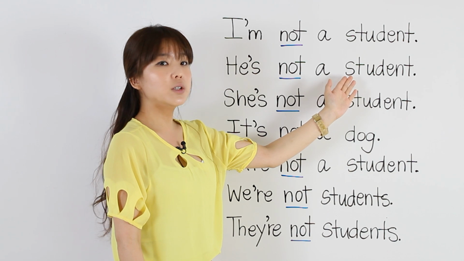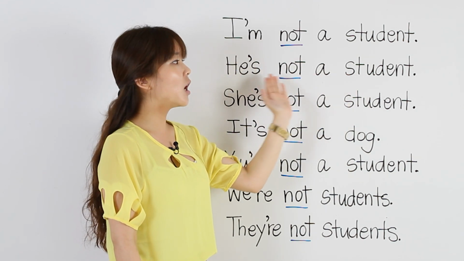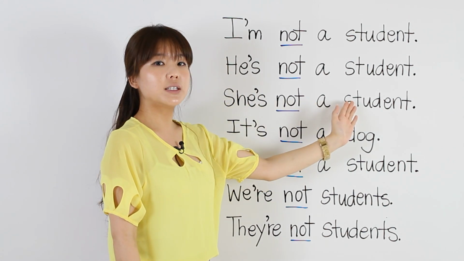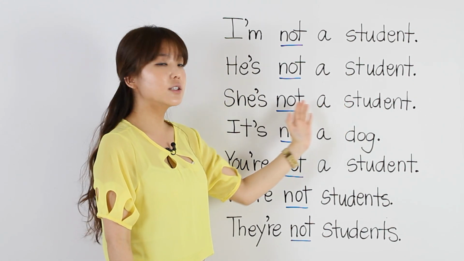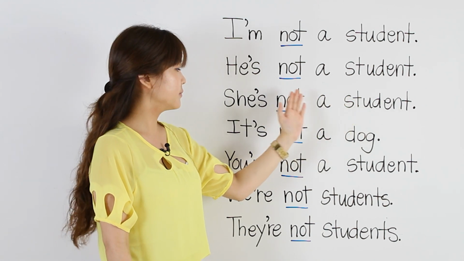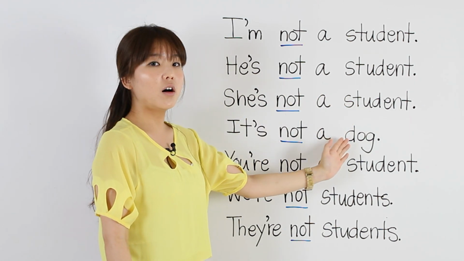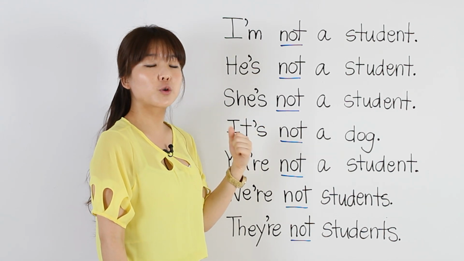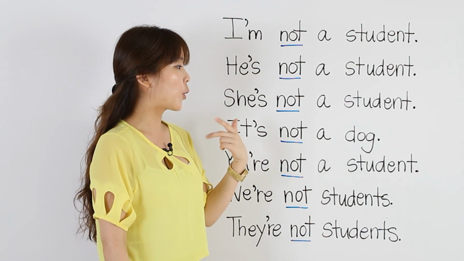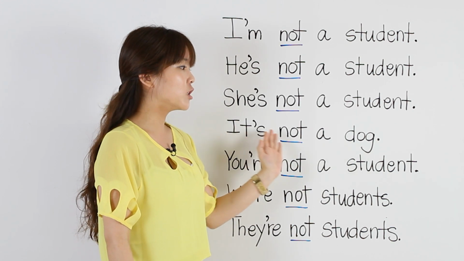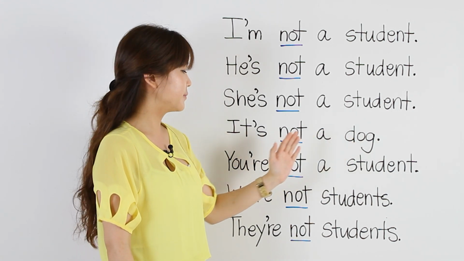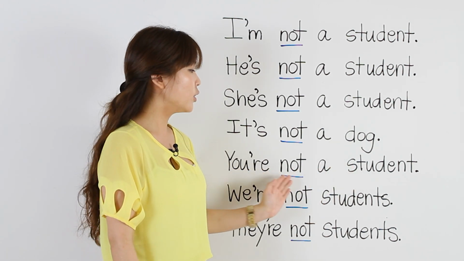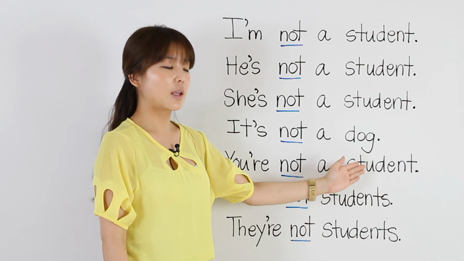He's not a student. She's not a student. It's not a dog. Remember, it is used for place, thing, or animal. So, it's not a dog. Okay. You're not a student. You're not a student. Okay.